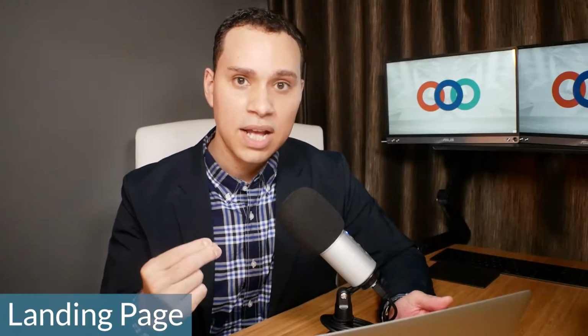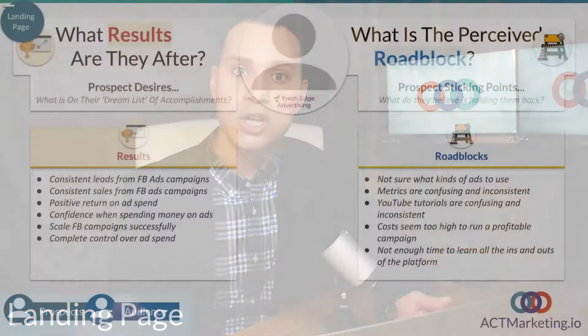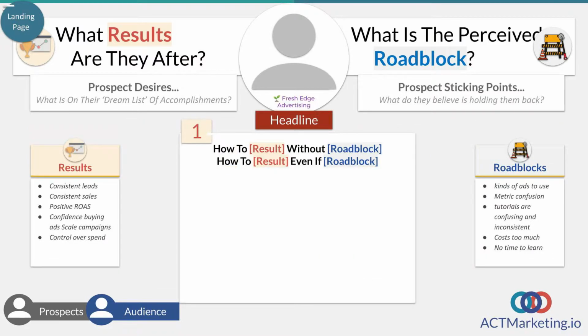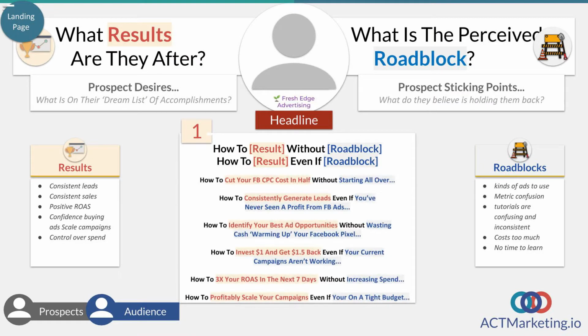Now, the most important element on this page is actually going to be your headline, because your headline is going to be answering the question of, is this for me, and what's in it for me for your prospects? So we go back to our brainstorm of results and roadblocks. There's 2 simple headline formulas you can use to easily create attention-grabbing headlines. So here we are: how to result without roadblock, and how to result even if roadblock. Of course, you can always pause. But when it comes to using headline formulas, all you need to do is plug in a different result and a different roadblock, and you're good to go.